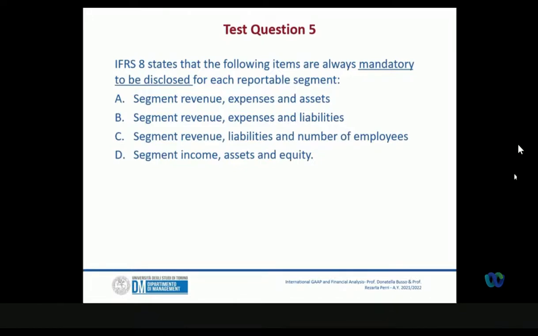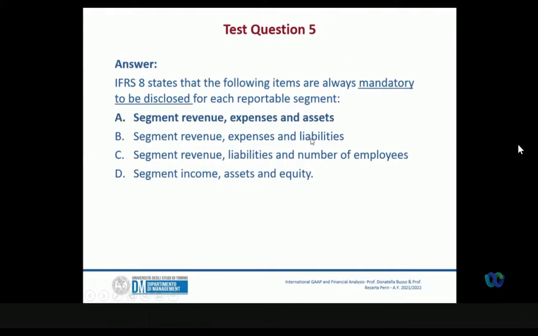It should be again very easy because I just mentioned and reminded you of the three thresholds. Okay, so it's alternative A. Remember, always revenue. Okay, revenue, expenses, and assets. Liabilities are not mandatory unless you are already reporting them to the chief operating decision makers. Number of employees, no, and equity, no.